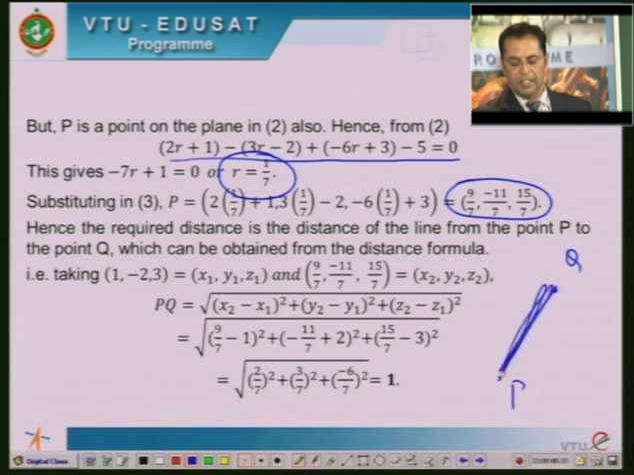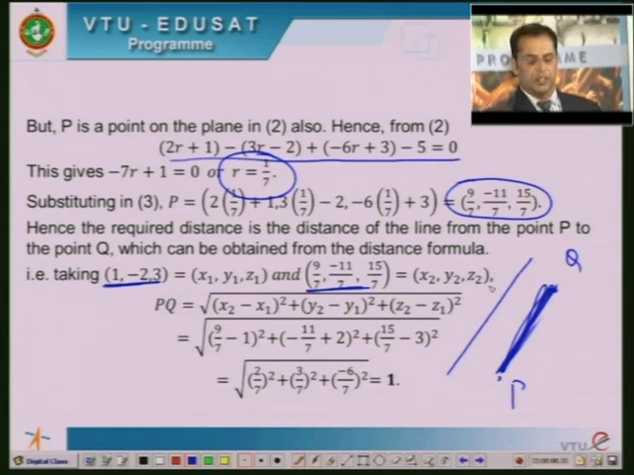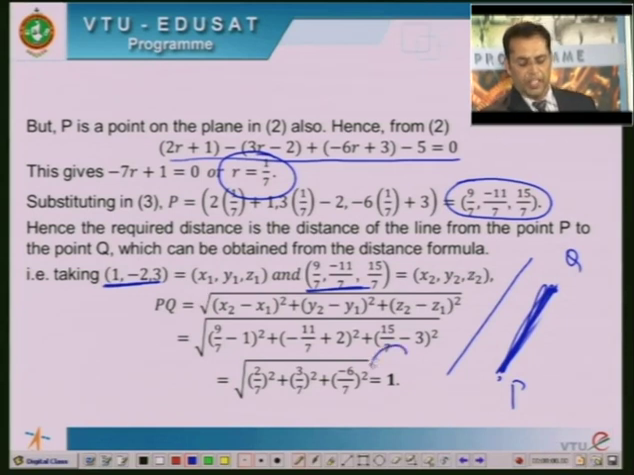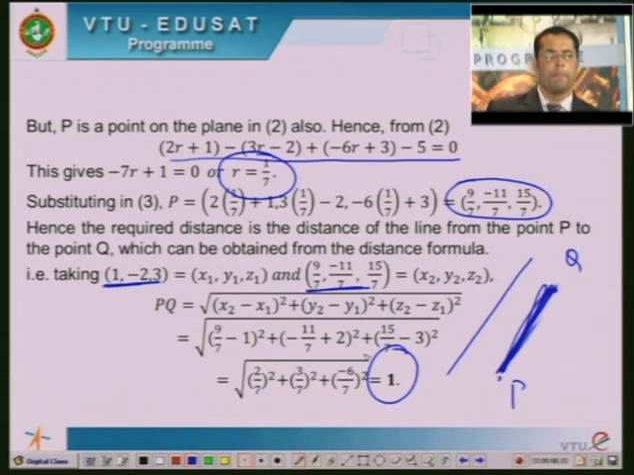Finally, what is the distance between P and Q? It is nothing but the distance obtained by applying the distance formula between the points Q and P. So, Q is here, this is P, which are x1, y1, z1 and x2, y2, z2. Apply the distance formula: x2 minus x1 whole square, y2 minus y1 whole square, z2 minus z1 whole square, under root, to finally get the required distance as equal to 1.